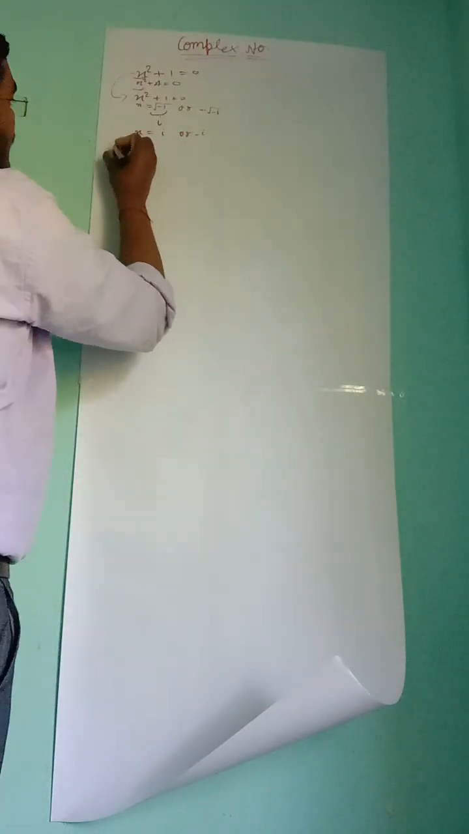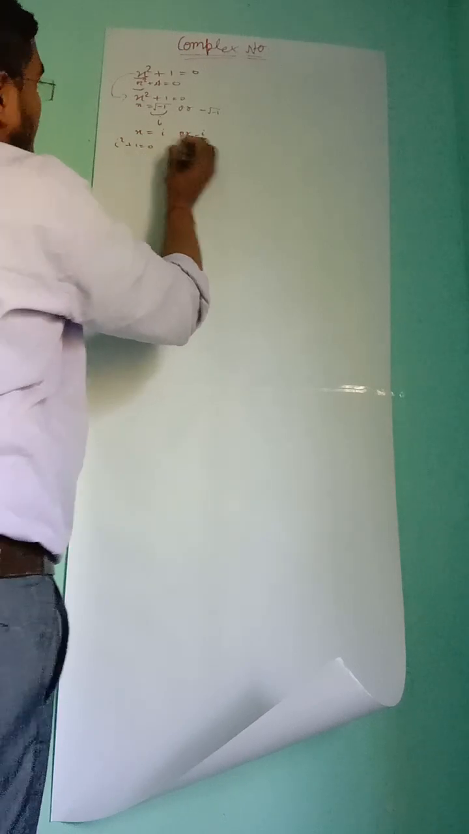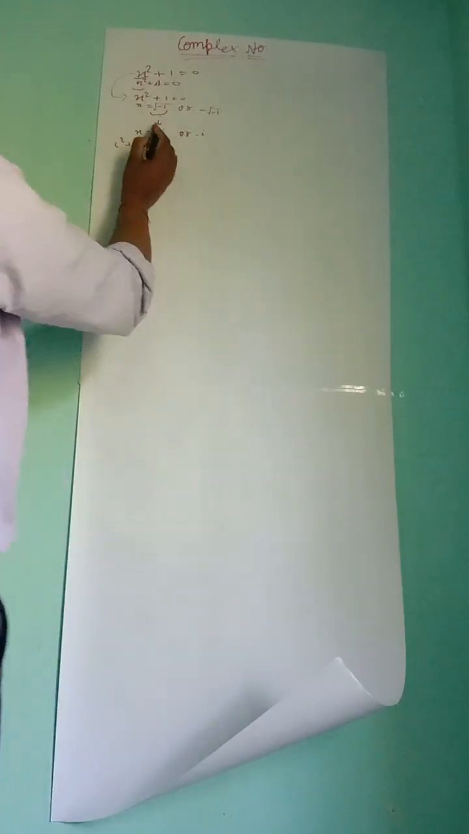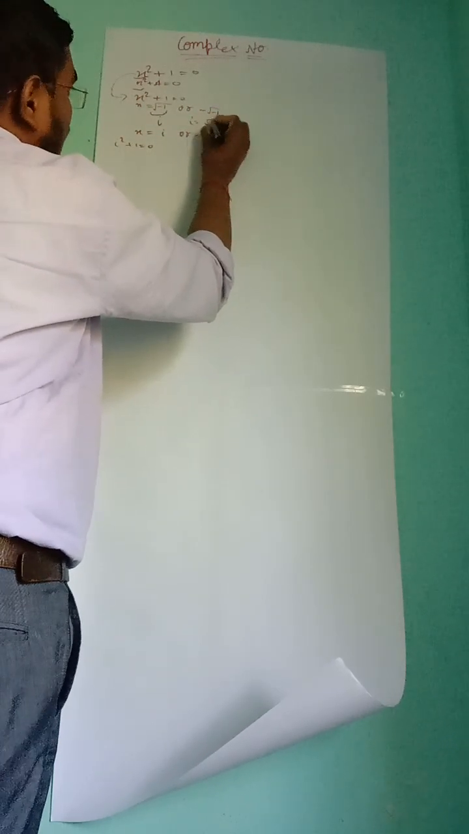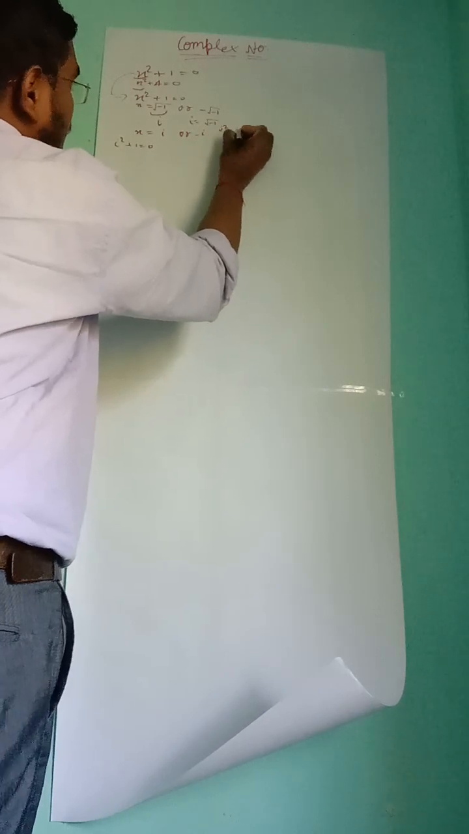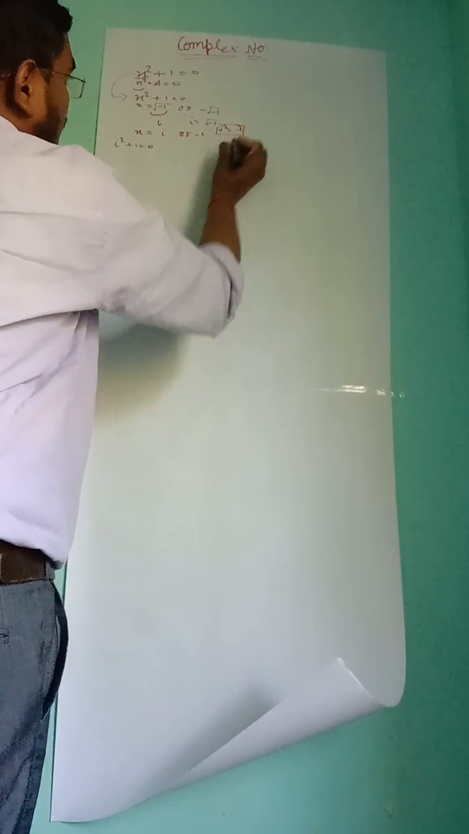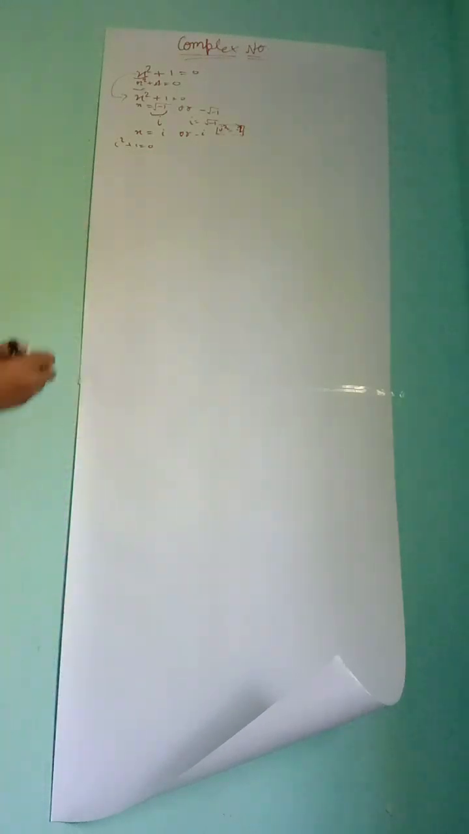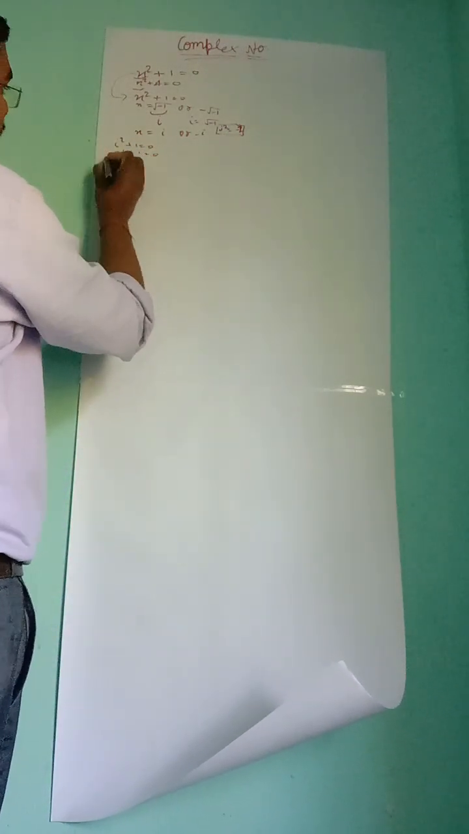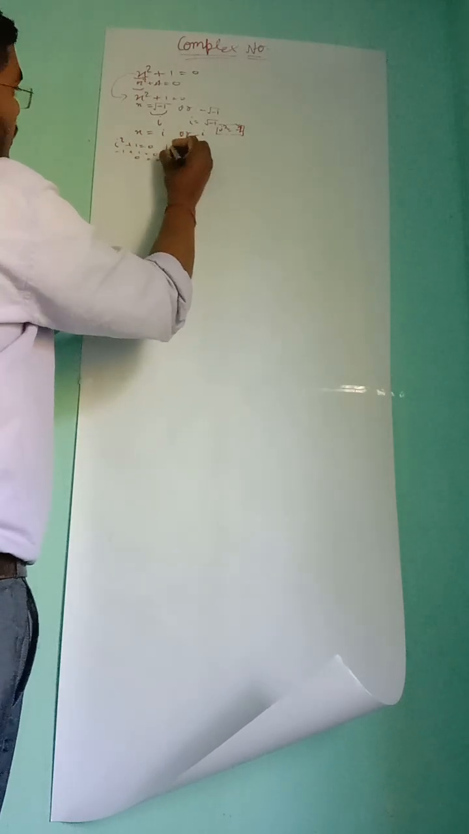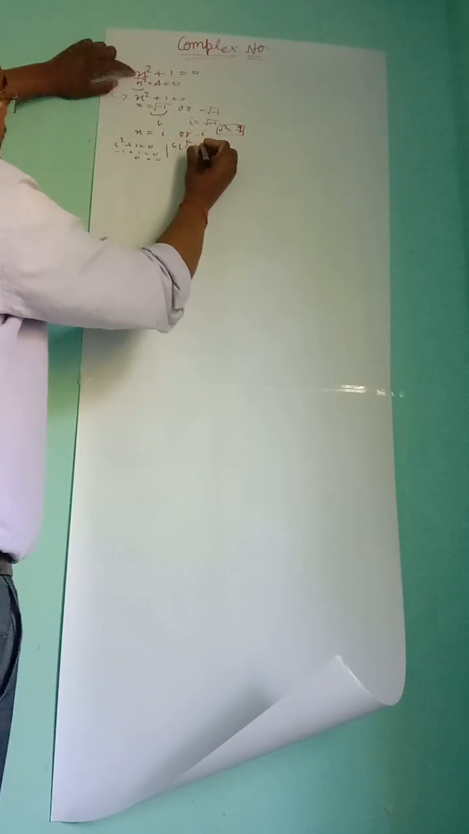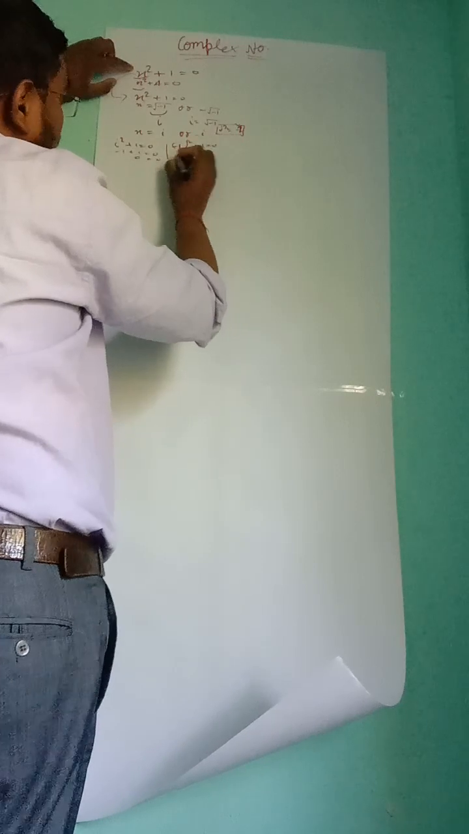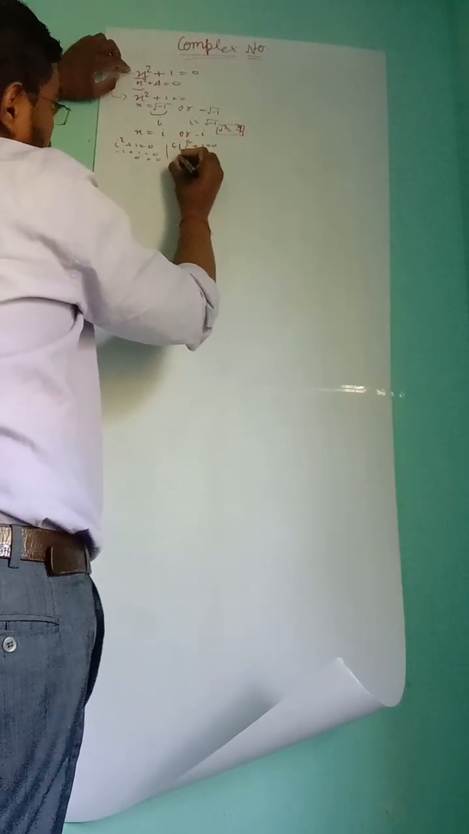So if we take i square plus 1, what is my i square? I square is nothing but if we square this iota, we get minus 1. So minus 1 plus 1 satisfies this equation. If we put minus iota in this equation, this will also satisfy.